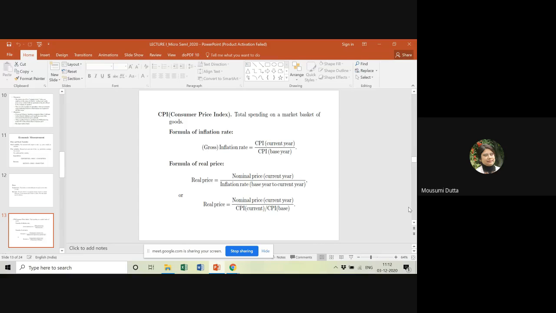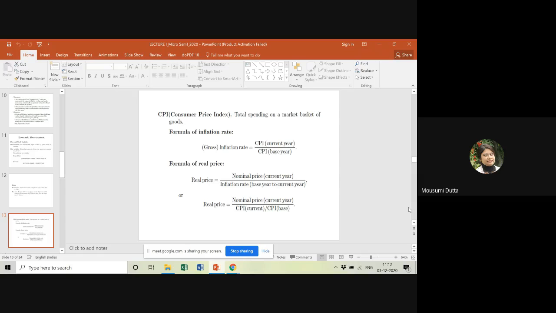Now, to understand the things better, here we introduce the concept of consumer price index, CPI. Consumer price index states total spending on a market basket of goods. To understand the consumer price index, first we need to understand how we will consider the inflation rate.